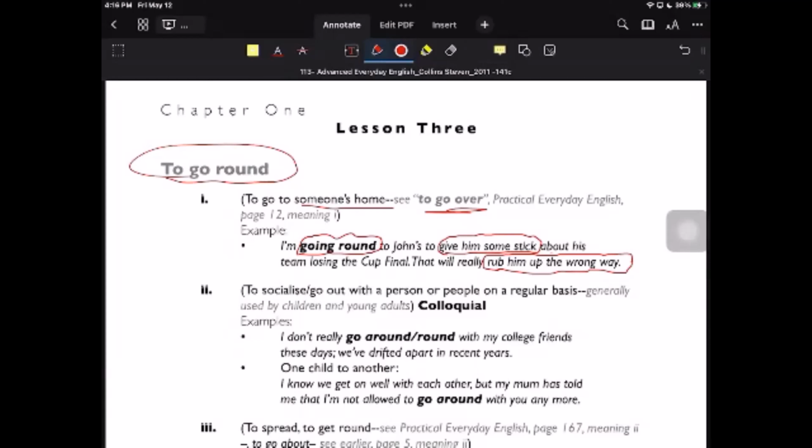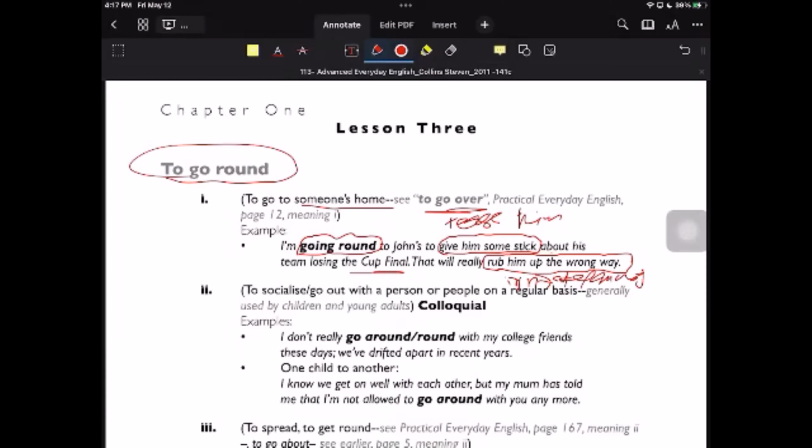Okay, I'm going around to John's. So I'm going to visit, I'm going to go to John's house to give him some stick, to tease him, right? You remember, to tease him about his team losing the cup final. So that will really rub him up the wrong way: irritate or annoy him. So yeah, this is the meaning of it.